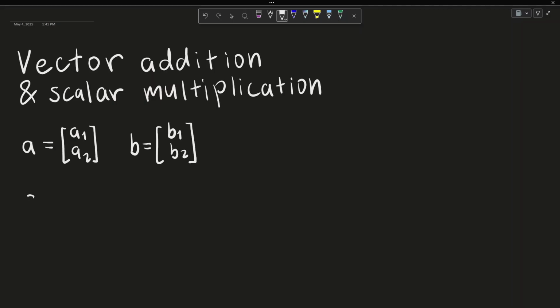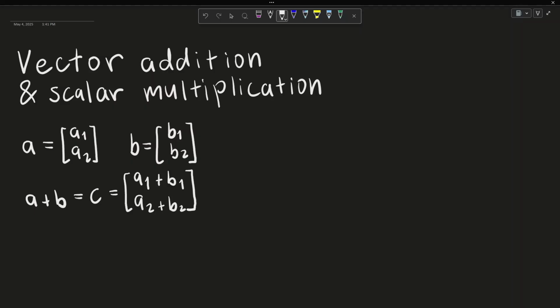We can say that A plus B will give us some vector C, where C is equal to the entries of vector A and B added pairwise. What that means is that we take the first entry of A, A1, and add it to the first entry of B, which is B1. We then take the second entry of A, A2, and add it to the second entry of B, which is B2.